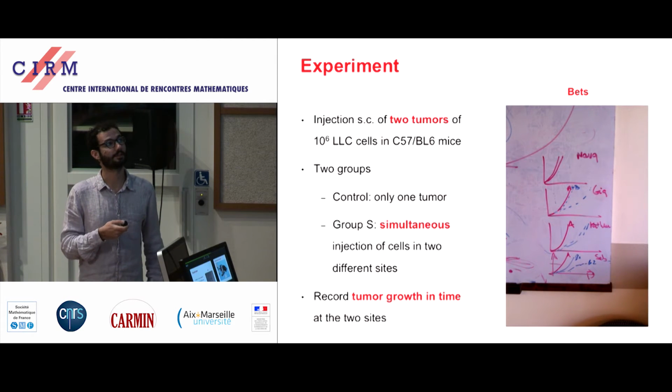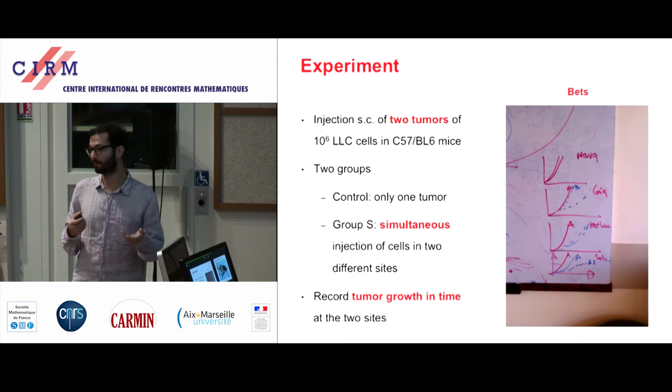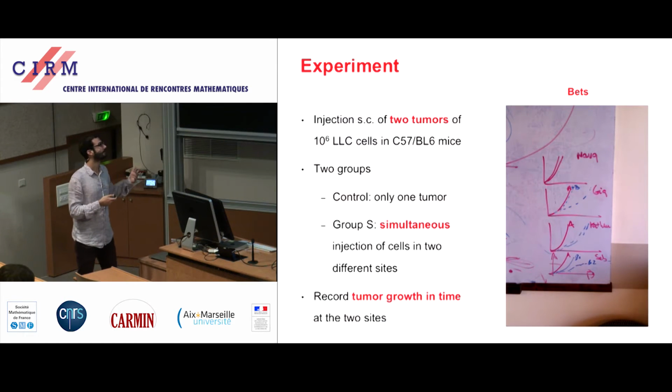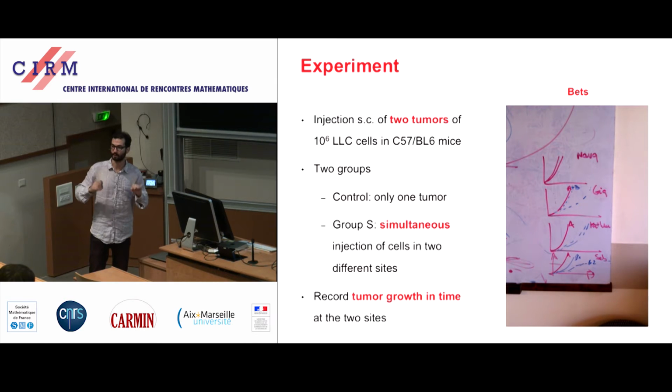And we will look here at 2 groups. The control group had only 1 tumor, and the simultaneous group had simultaneous injection of 2 tumors in the back at the same height. And we will record tumor growth in time at the 2 sites.